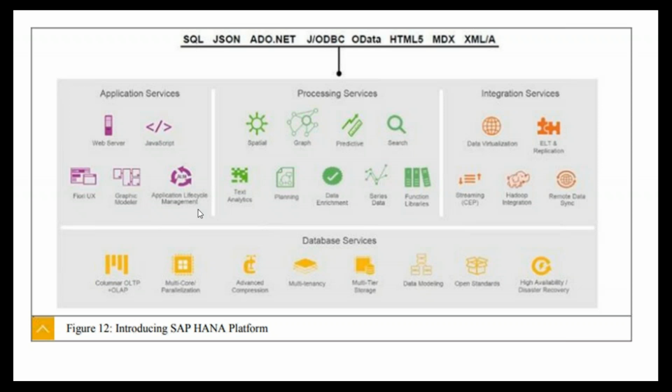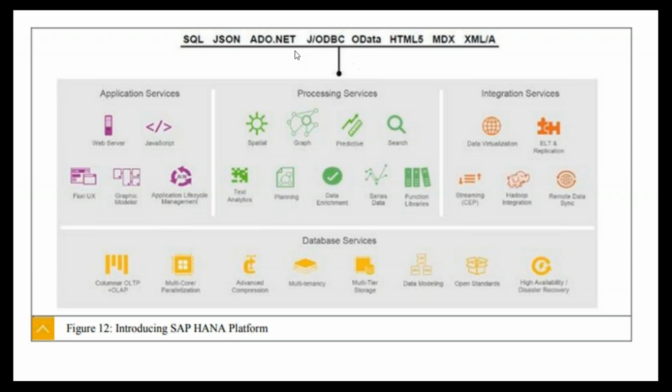So, graphic modeler and application lifecycle management. We have processing services like spatial, graph, predictive, search, text analysis, planning, data encryption, series data, function libraries, all these are part of it. Integration services like data virtualization, ETL, replication, and streaming, Hadoop. Hadoop is that big data concept, and remote data sync. All these things are introduced in the HANA platform. So these all are made a part of the HANA platform, guys.